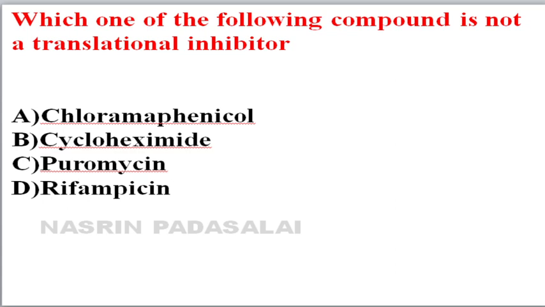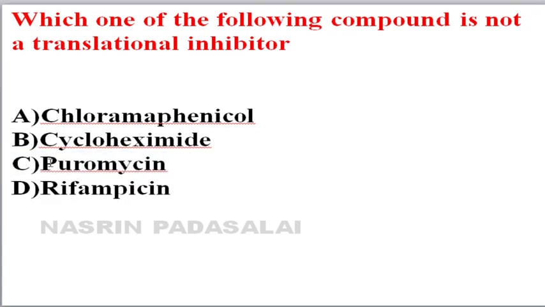So the first question: which of the following compounds is not a translational inhibitor? These inhibitors inhibit the process of translation, which is another name for protein synthesis. So first, chloramphenicol is a correct answer. Yes, chloramphenicol is a widely used protein synthesis inhibitor. Next is cycloheximide. Yes, cycloheximide is used as a eukaryotic translation inhibitor, and this puromycin. So this puromycin is an aminonucleoside antibiotic, which means it causes premature chain termination during the process of translation.